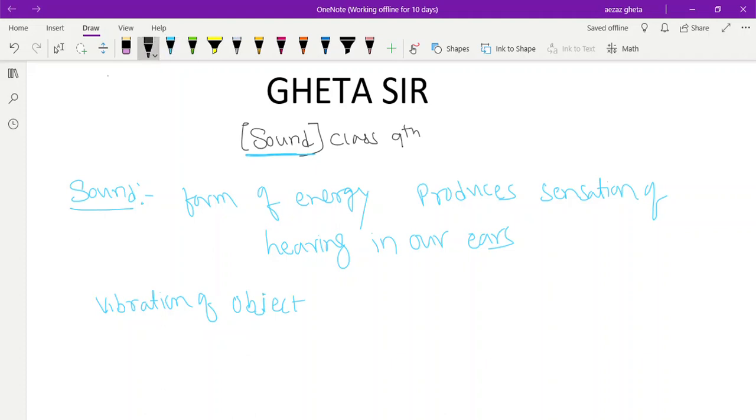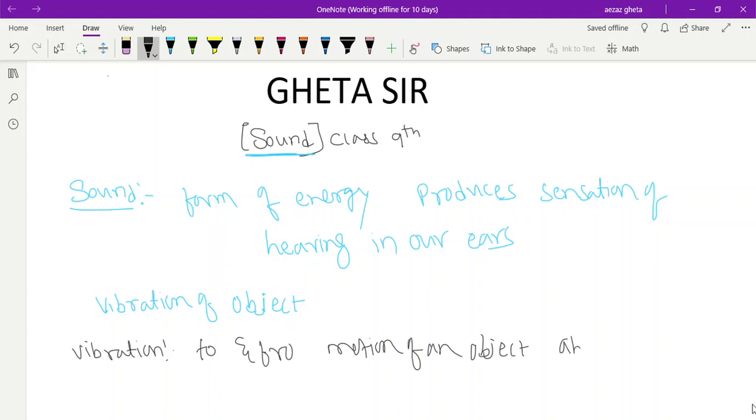Okay, so vibration. Now, what exactly is vibration? See, vibration means to and fro motion of an object. To and fro motion of an object is known as vibration. Okay, to and fro motion of an object about its mean position, you can mention about its mean position.